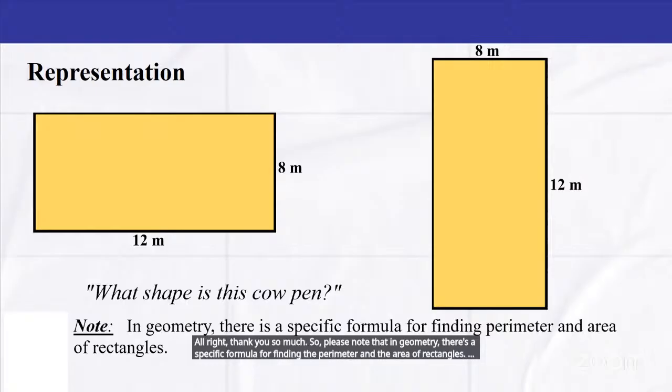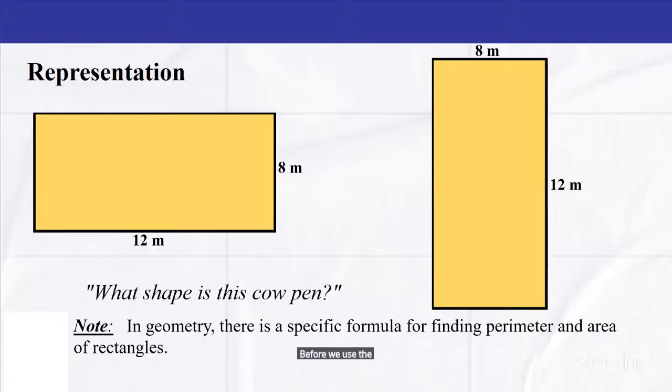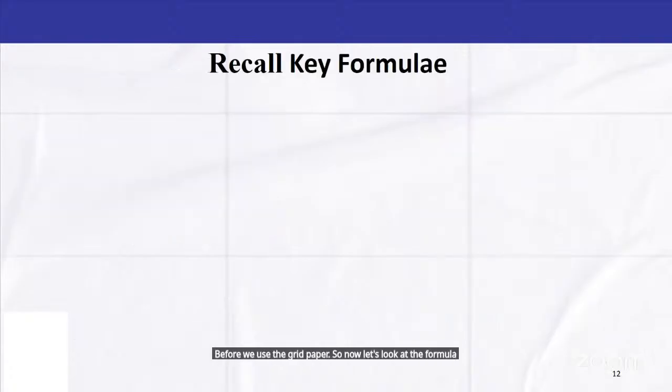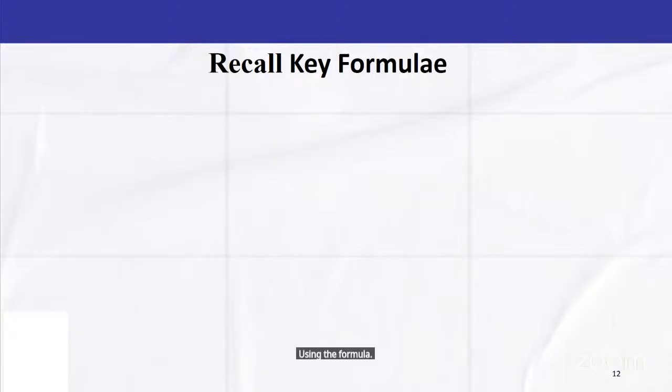Now we are going to use the formula before we use the grid paper. So now let's look at the formula. Anybody can tell me the formula for finding perimeter? Let's take perimeter first. How do we find the perimeter of a rectangle? Using the formula. All right, we're just waiting for them to type it in the chat. Okay, so we have a response. We have 2 times open bracket length times width.